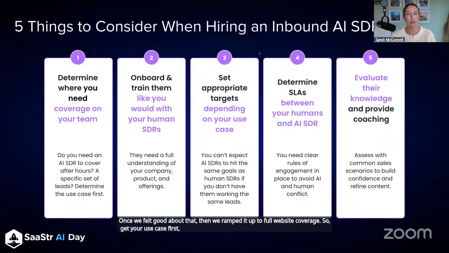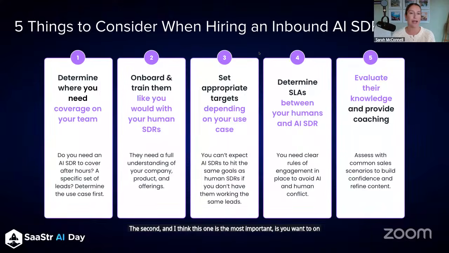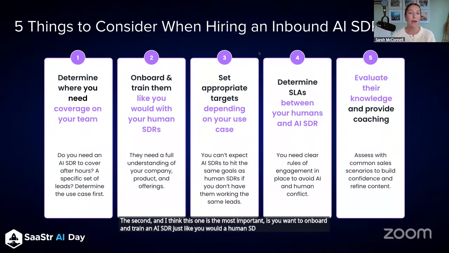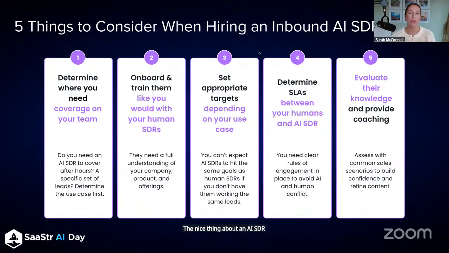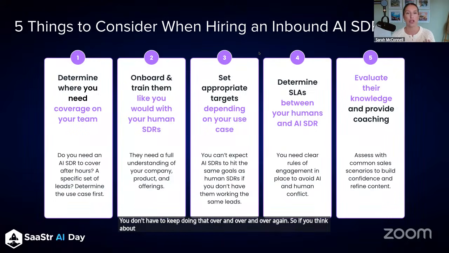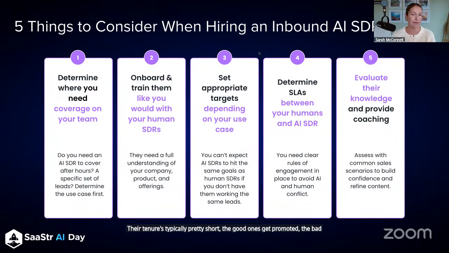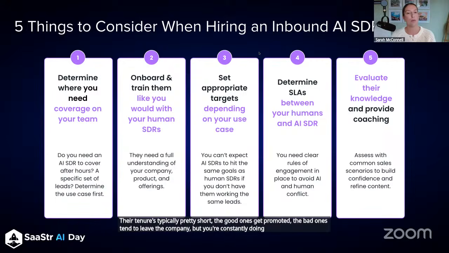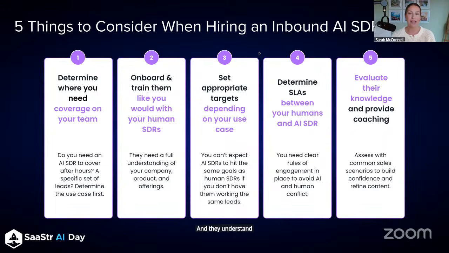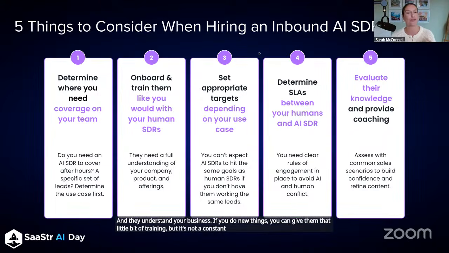The second, and I think this one is the most important, is you want to onboard and train an AI SDR just like you would a human SDR. The nice thing about an AI SDR is that once you go through that onboarding process and they're on the team, you don't have to keep doing it over and over again. With a human SDR, you hire them, their tenure is typically pretty short. The good ones get promoted, the bad ones tend to leave the company, but you're constantly doing onboarding and training. With an AI SDR, you do it one time and they understand your business. If you do new things, you can give them a little bit of training, but it's not a constant cycle of training someone and them leaving. But you want to onboard them like you would that human SDR.